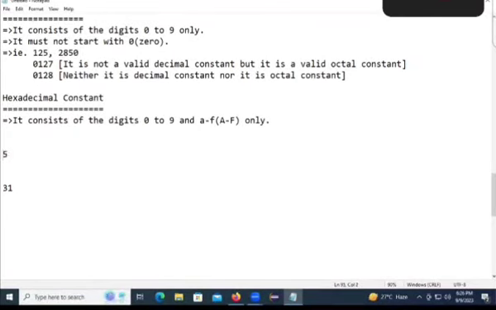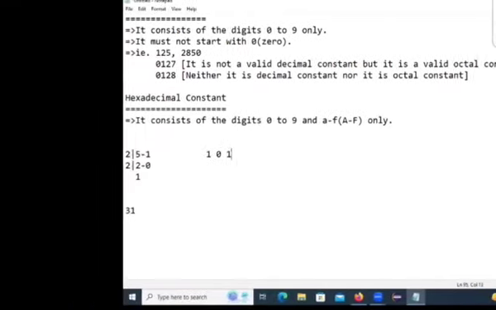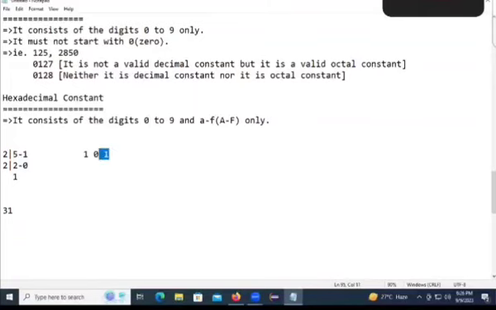Let me tell you one example. Take 5. Divide by 2, then again divide by 2, then again, so we get 1, 0, 1. Now take 1, 0, 1. It is binary now, right? Convert it to decimal. What do you do now? 1 into 2 to the power 2, then 0 into 2 to the power 1, then 1 into 2 to the power 0.